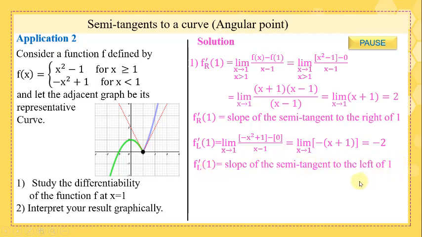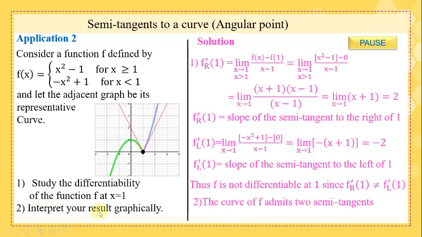Since the number derivative at the right does not equal the number derivative at the left, we say that f is not differentiable at 1. Interpret your result graphically. We say the curve admits two semitangents at 1, forming an angular point.